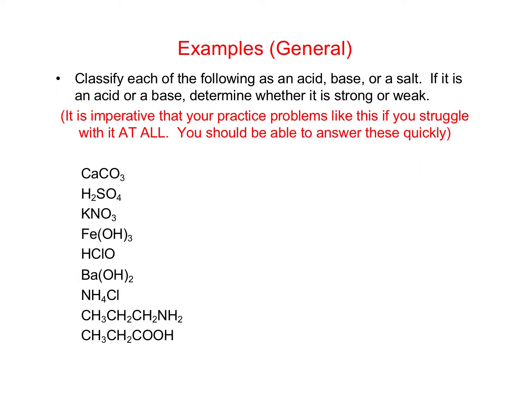All right, so let's look at some examples. So for each one of these compounds, we want to decide, is it an acid, a base, or a salt? And then if it's an acid or a base, we want to determine whether it's strong or weak based on the 7 strong acids and 8 strong bases that we've learned previously.